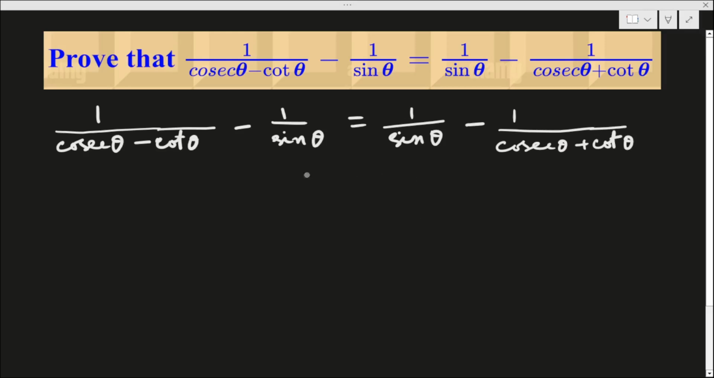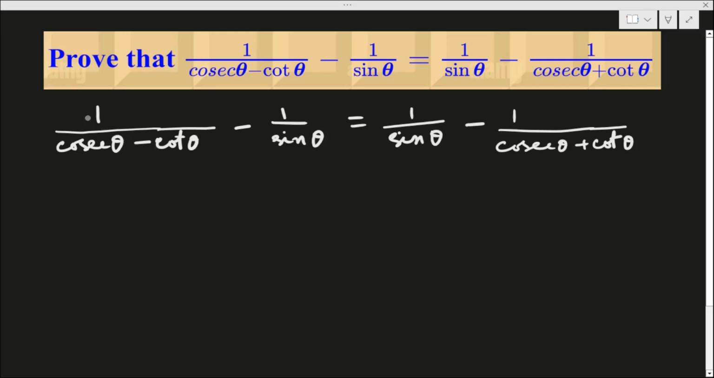Look into the question. Left hand side and right hand side both are not in simplified form. If one side is in simplified form, then the other side can be proved by simplifying it. But in this case, it may be difficult to prove that left hand side is equal to right hand side or right hand side is equal to left hand side. Both are similar type. We will follow another method.